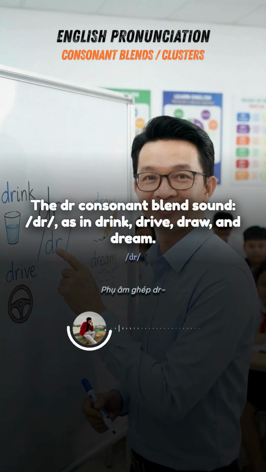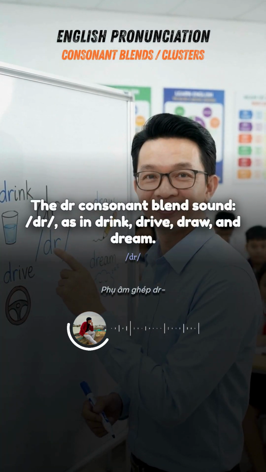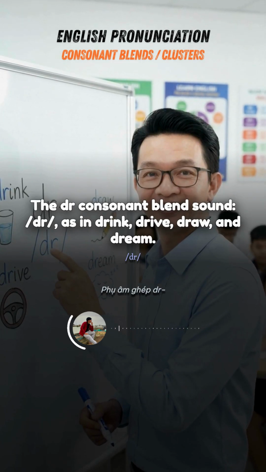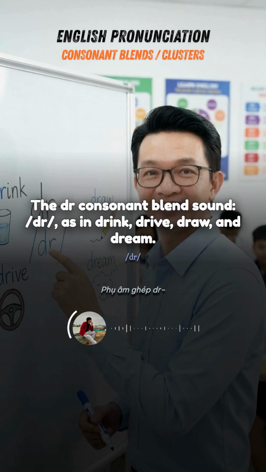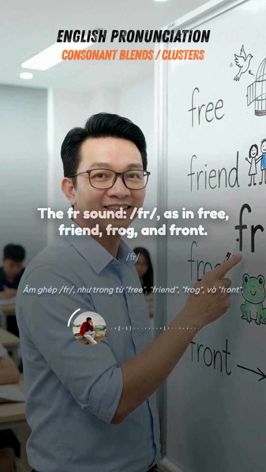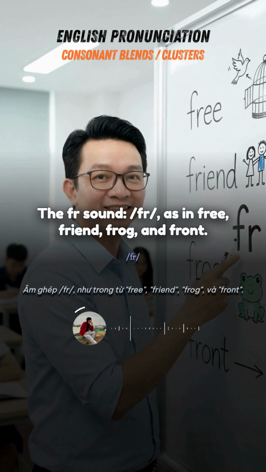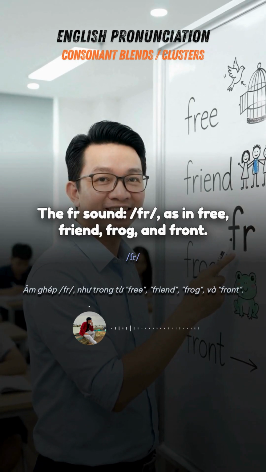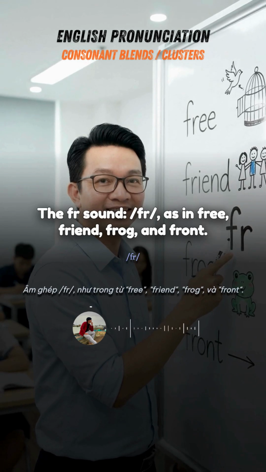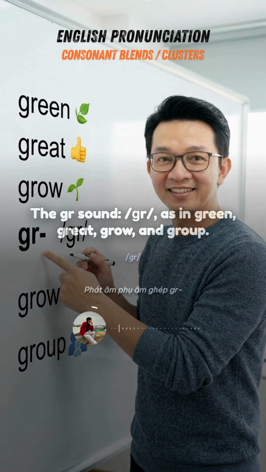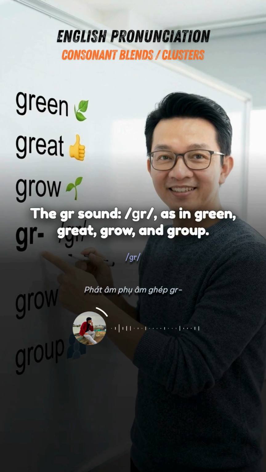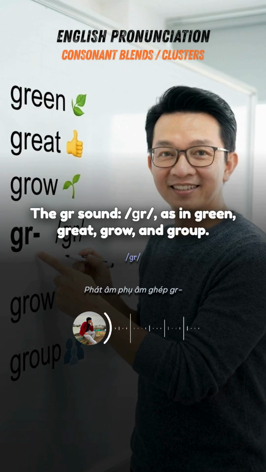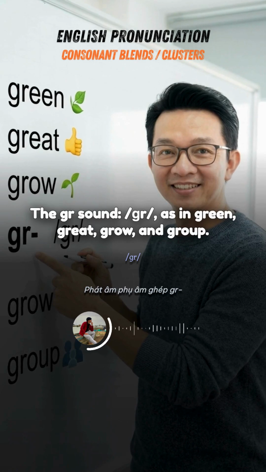The dr consonant blend sound, as in drink, drive, draw, and dream. The fr sound, as in free, friend, frog, and front. The gr sound, as in green, great, grow, and group.